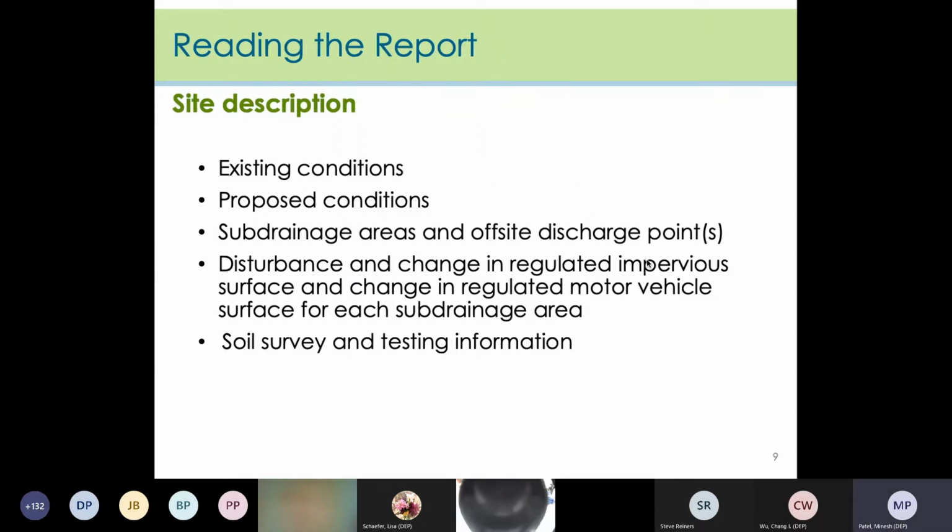So like I just said, it is important that the reviewer checks that the site description matches up with the plans. The drainage and discharge points all need to be checked along with any change in pervious or impervious coverage. That includes regulated impervious surface and regulated motor vehicle surface for each sub-drainage area. And then also soil information for the site should be included and accurate.